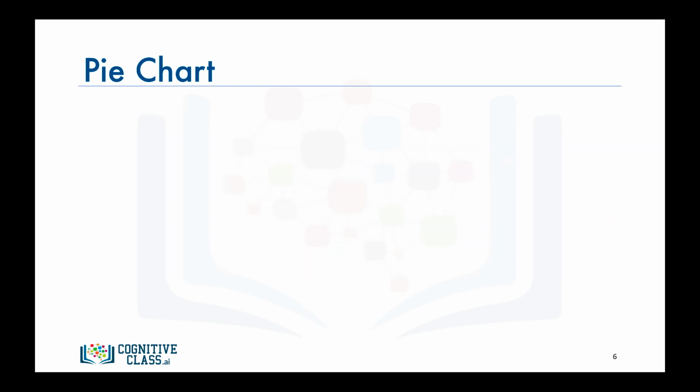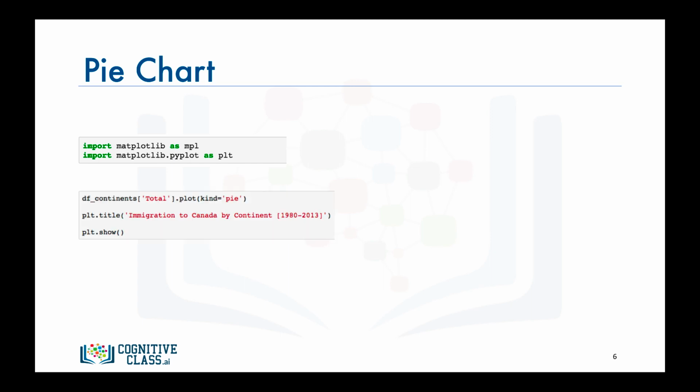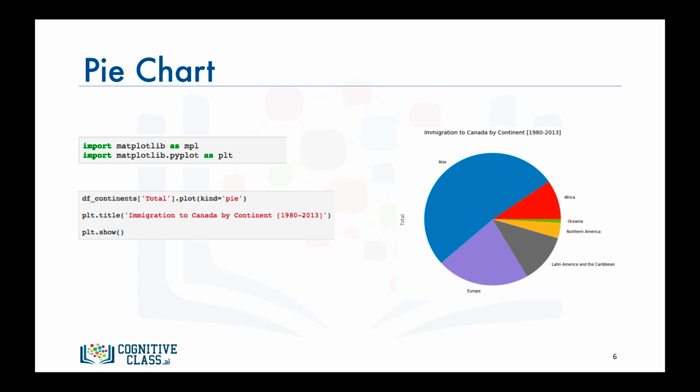We start with the usual, importing matplotlib as mpl, and its scripting layer, the pyplot interface, as plt. Then we call the plot function on column total of the data frame df_continents, and we set kind equals pie to generate a pie chart. Then to complete the figure, we give it a title. Finally, we call the show function to display the figure. And there you have it, a pie chart that depicts each continent's proportion of immigration to Canada from 1980 to 2013.